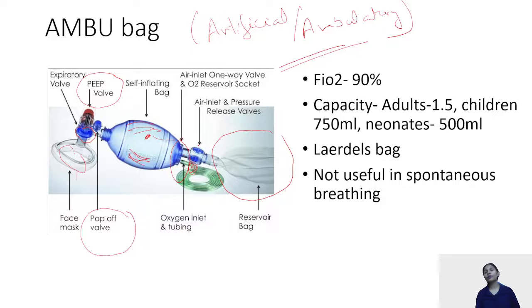The AMBU is divided based on the self-inflating bag capacity. In adults, we have around 1.5 liters, whereas in neonates, we use a self-inflating bag of around 500 ml capacity. Sometimes you have seen in your OT that the self-inflating bag is black in color. That was meant for pediatric cases, and this black AMBU bag is also known as the Laerdal bag.